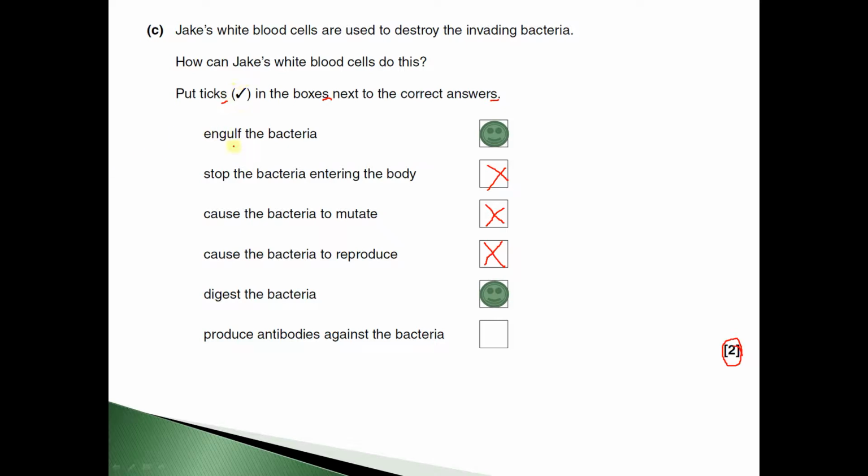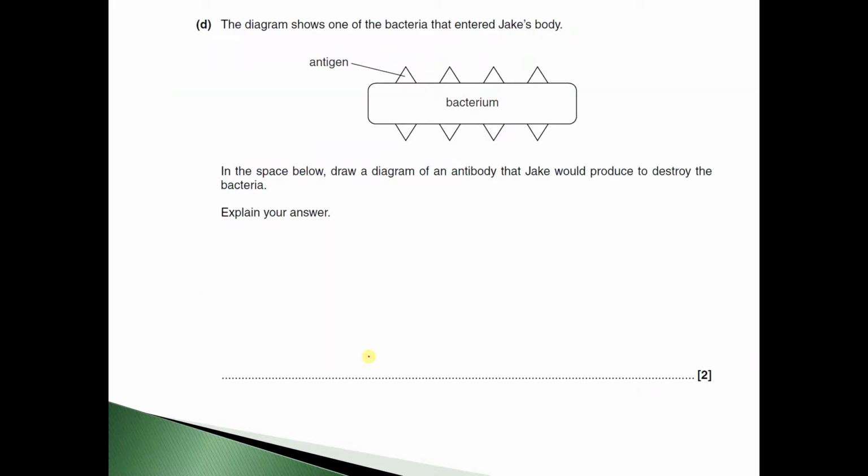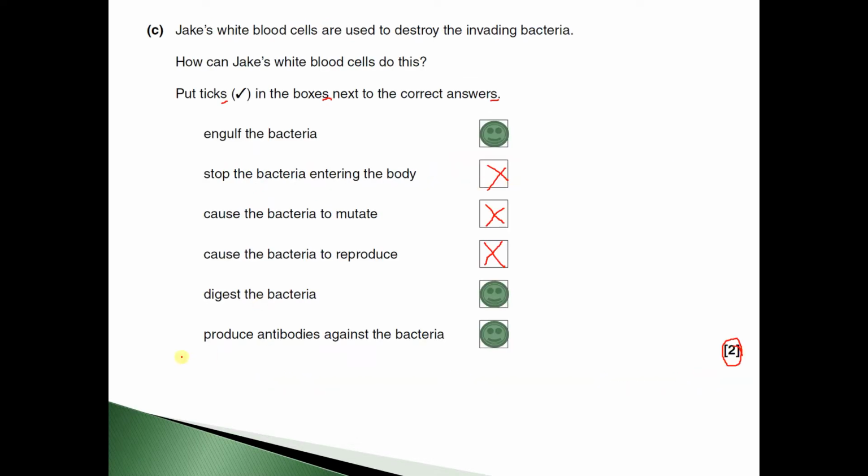These large white blood cells engulf, they go around the large bacteria, and also they digest them. There's 2. And finally, they also produce antibodies. The smaller white blood cells produce antibodies. There's a hint for that in the next part of the question. See here, part D talks about bacteria entering Jake's body, and Jake's body produces an antibody. If we go back to part C, producing antibodies is one of the defense mechanisms. So you can often read on in the question and get extra hints to help you out.